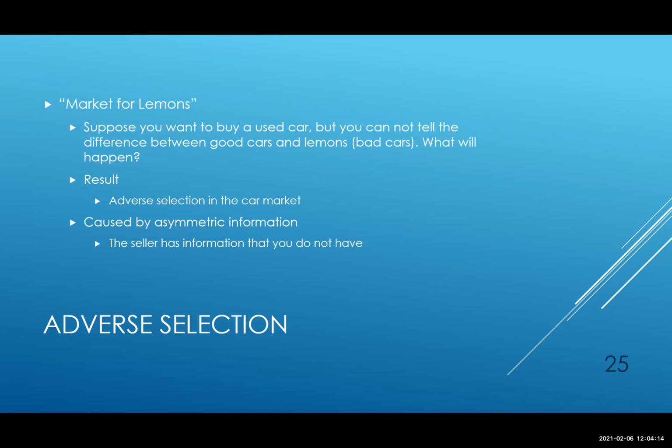So now we're going to talk about adverse selection. Just think about it in cars again. Suppose you want to buy a used car, but you cannot tell the difference between the good cars and the lemons. They all look great. They've all been detailed. There's nothing showing up on Carfax, but what will happen? So this is adverse selection within the car market, and it's caused by asymmetric information. The seller obviously has more information about the car than you do.